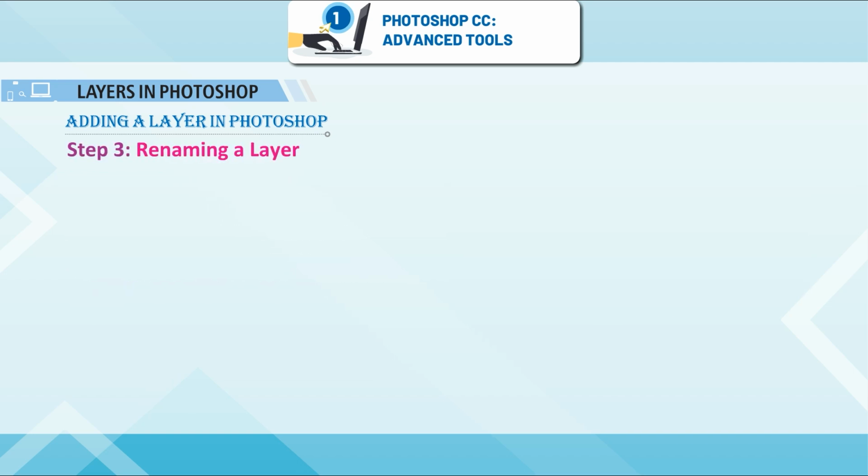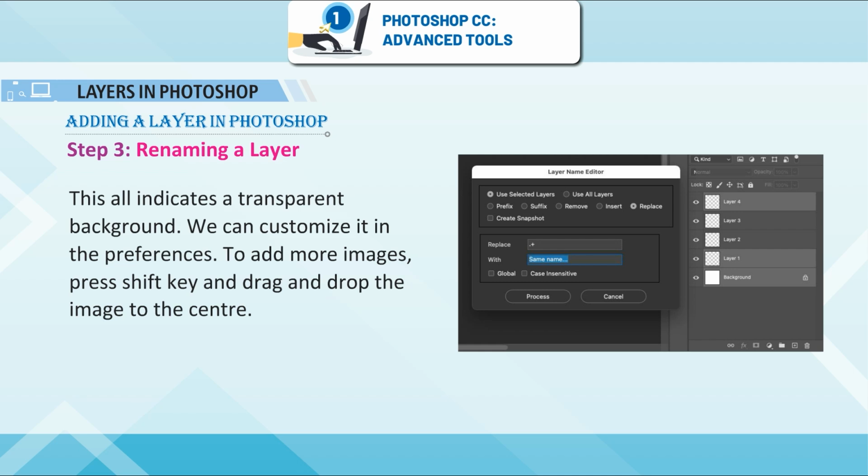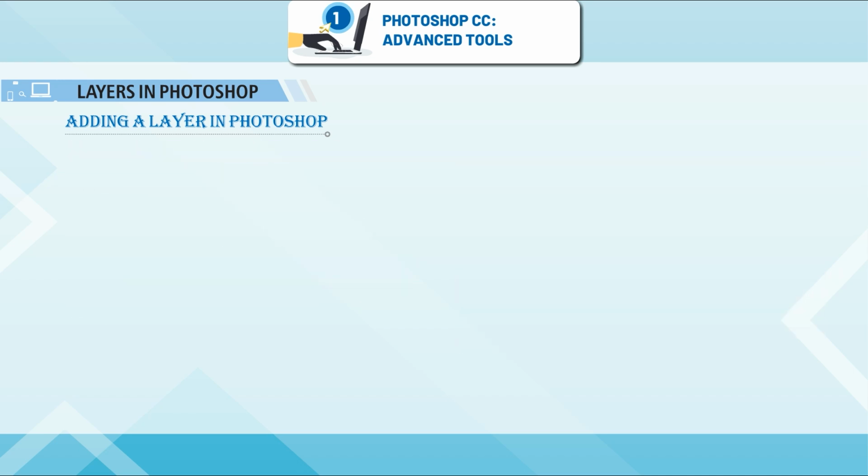Step 3. Renaming a layer. To rename a layer, double-click on its name in the layer panel. Type a new name for the layer. Now our Photoshop layer is unlocked and its name is also changed. So it can be easily moved, and when we move it, we will see the transparency checker pattern behind the layer. This all indicates a transparent background. We can customize it in the preferences. To add more images, press the Shift key and drag and drop the image to the center.